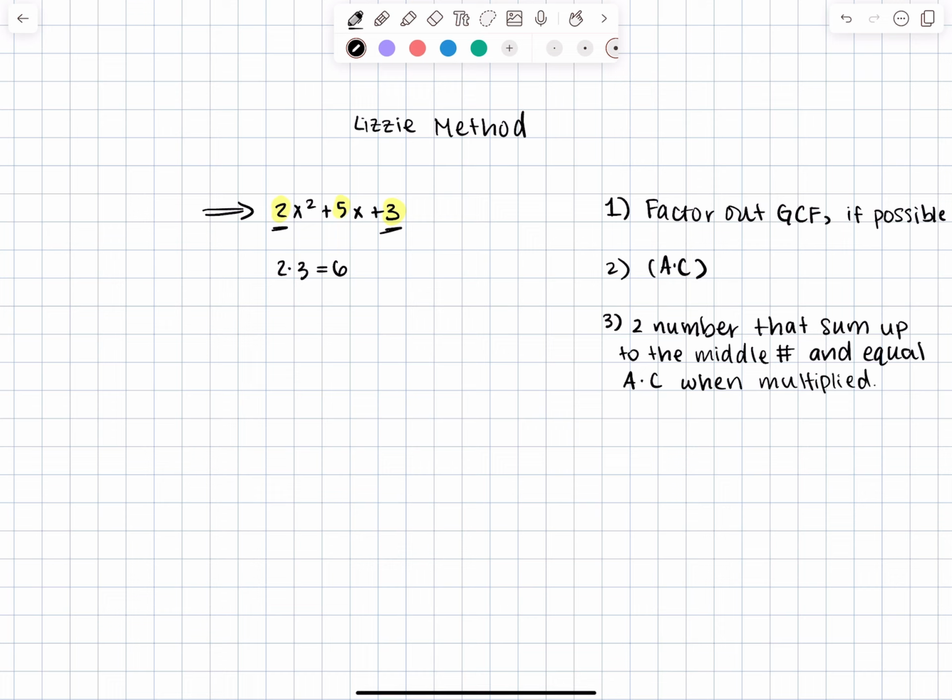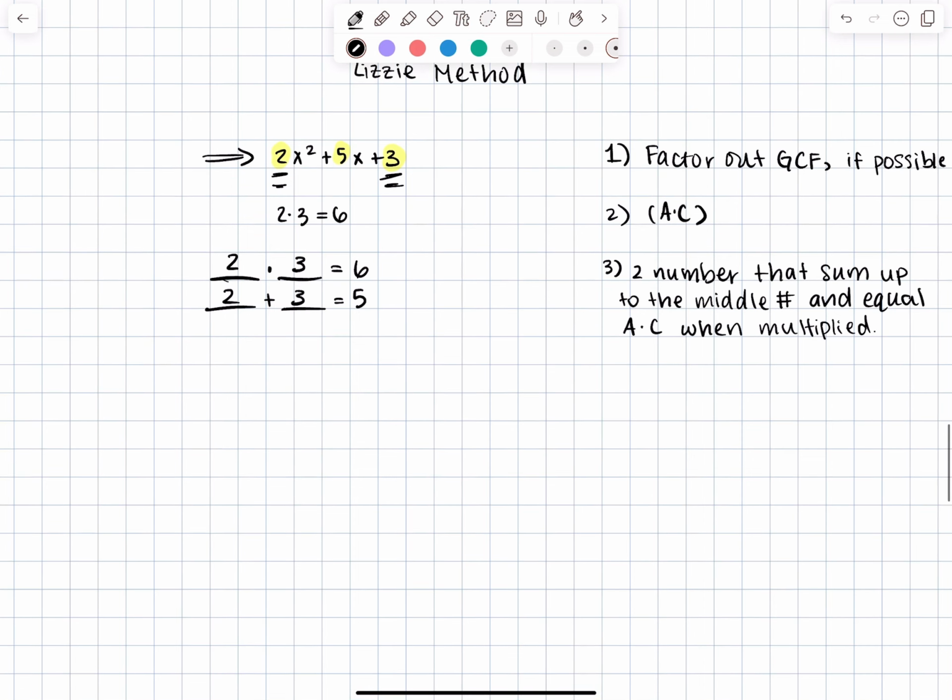Perfect. So we can set this up like this. Two numbers that give us 6, and then two numbers that give us our B value, which is 5. So that is 2, 3, and 2, 3. It won't always be the same as A and C, but it's a coincidence that it is for this question.